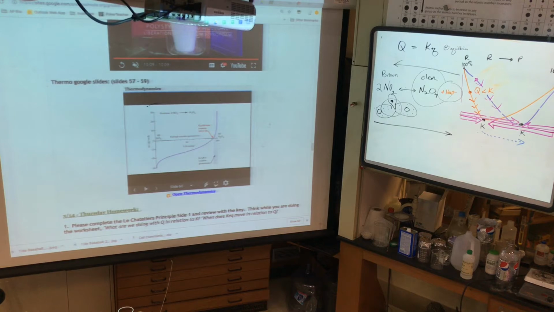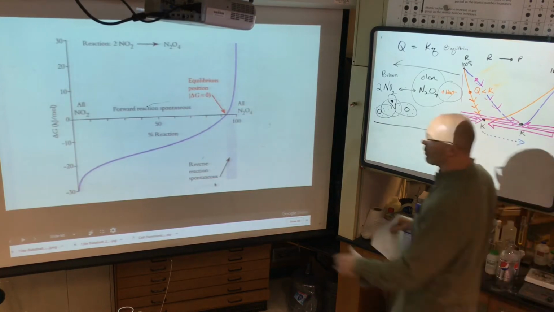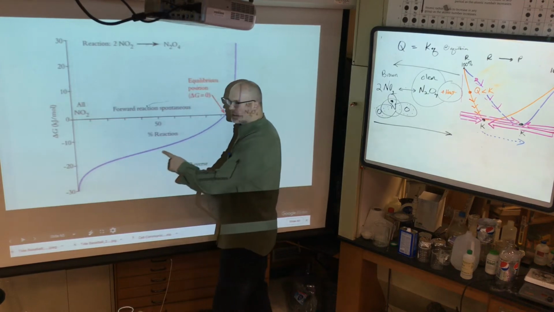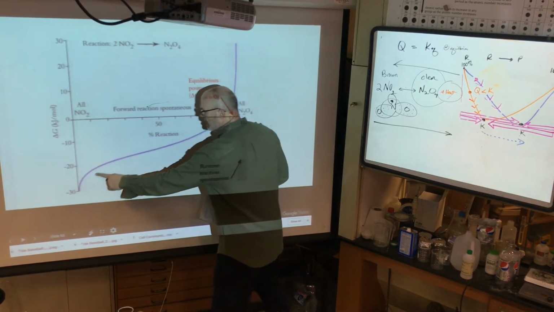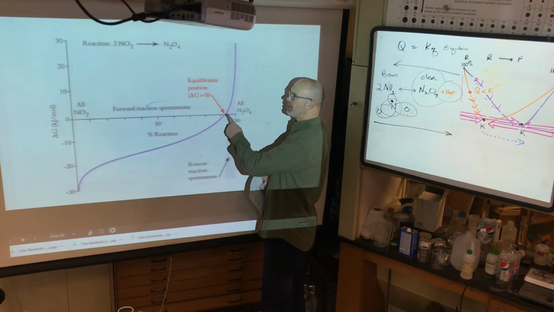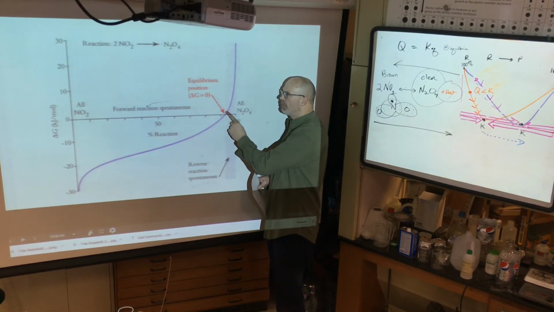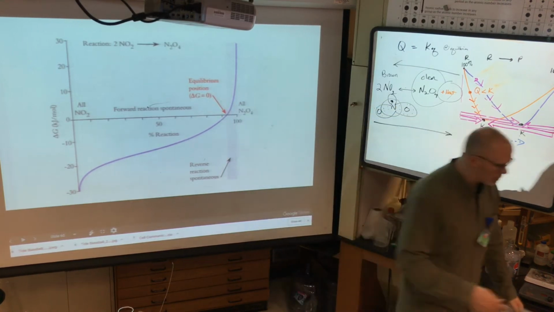Oh, and by the way, real quick, another way to look at it. Because there was more brown, it wasn't all clear, it probably was more spontaneous in the forward direction, yes? And actually the equilibrium position is over here. K is greater than 1, okay? Okay, in any case, let's go to this worksheet.